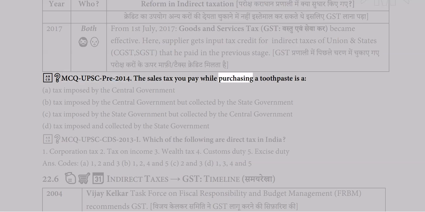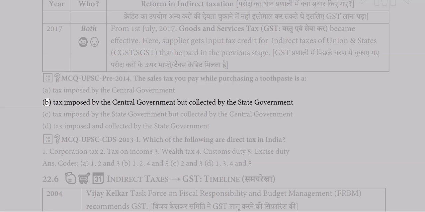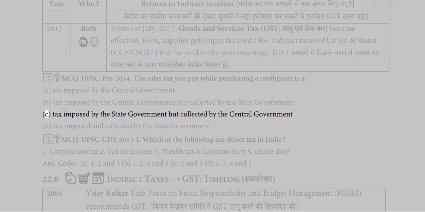MCQ, UPSC Pre 2014. The sales tax you pay while purchasing a toothpaste is: A. Tax imposed by the central government. B. Tax imposed by the central government, but collected by the state government. C. Tax imposed by the state government, but collected by the central government. D. Tax imposed and collected by the state government.